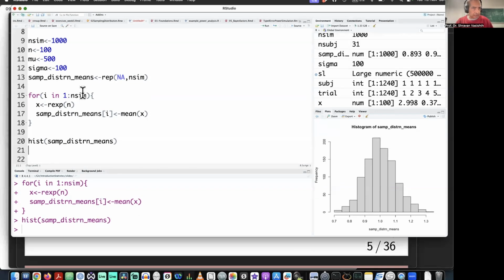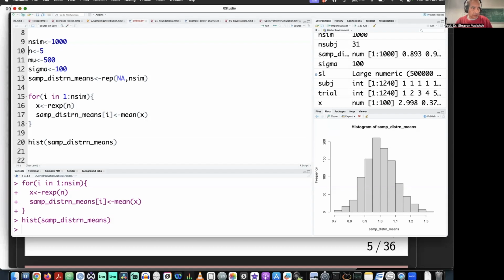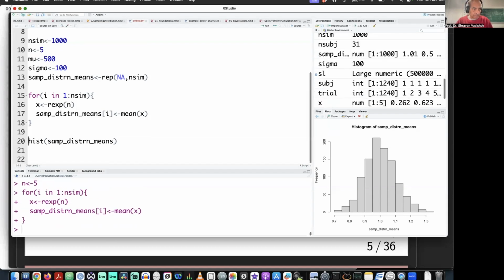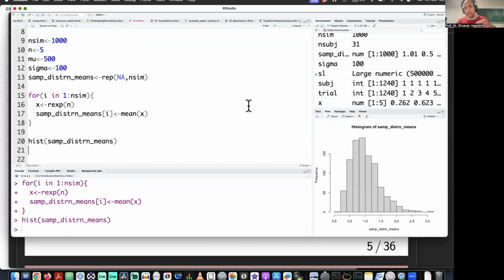But suppose I change the sample size to, I don't know, 5. That's a small sample size, right? Let me rerun this. And now what you will see is that the sampling distribution of the means is no longer normal because there's this right skew here, you see this skew here.